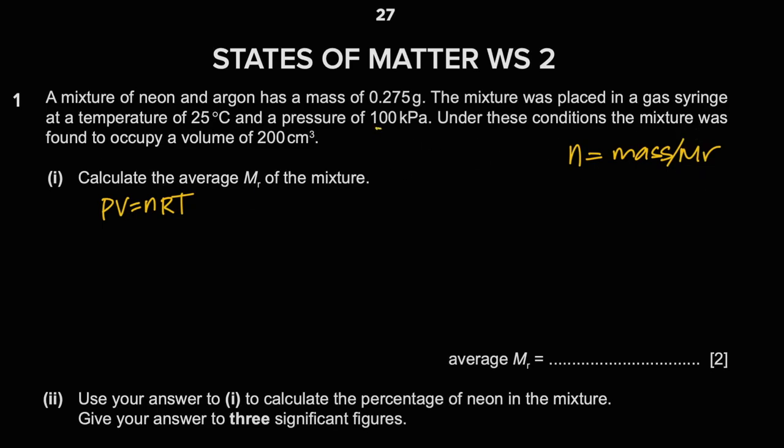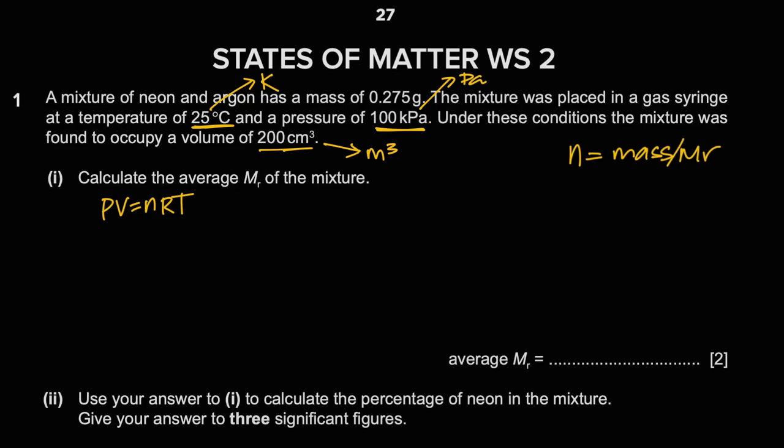The pressure is given as 100 kilopascals. The temperature is 25 degrees centigrade. So what do you do with 25 degrees centigrade? You got to make that into Kelvin. And the volume is 200 cm cube. You got to also convert that into meter cube. And obviously kilopascals will have to be converted to pascals.